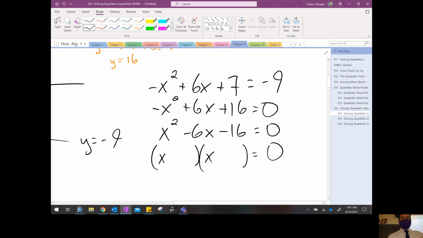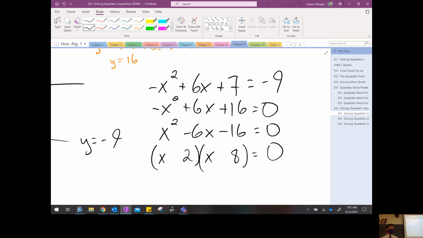So x, 2, 8. Does 2 plus 8 equal 6? Does 2 plus 8 equal 6? Does 2 minus 8 equal 6? What kind of 6? A -6. So we're good on the 2 and the 8.